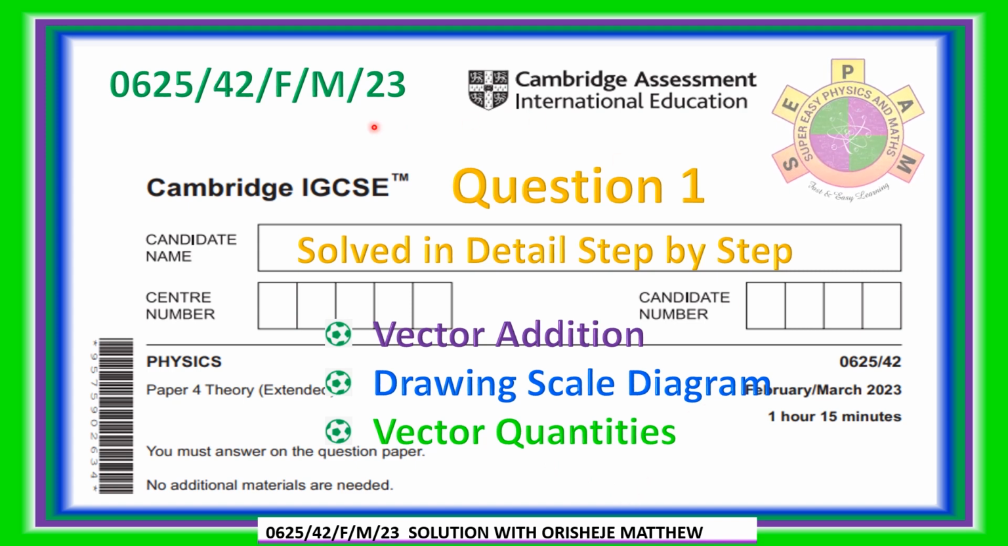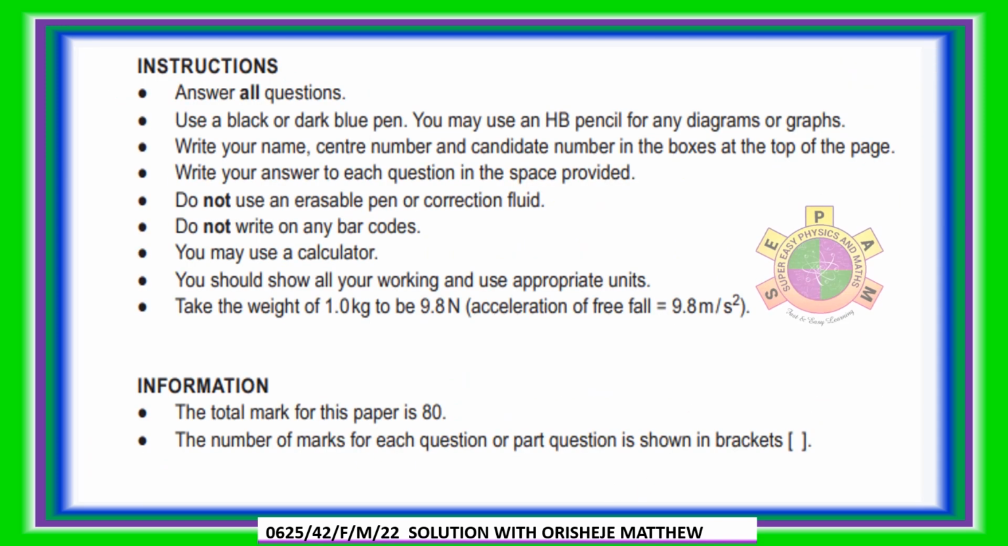I'm going to take it question by question. You are expected to answer all questions and then take notes. In this particular paper, they expect you to use the acceleration due to gravity as 9.8 meters per second squared and not the conventional 10 that we normally use. So you are advised to always read the instruction. The total mark for Paper 4 is 80 marks.